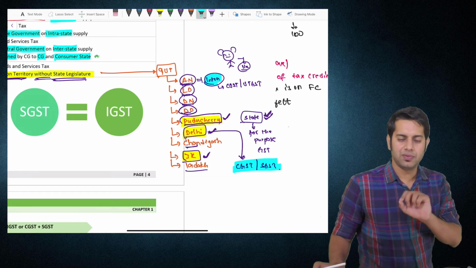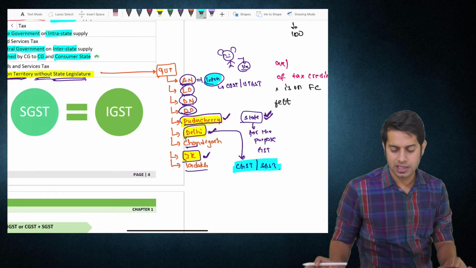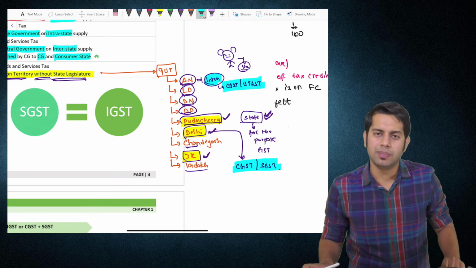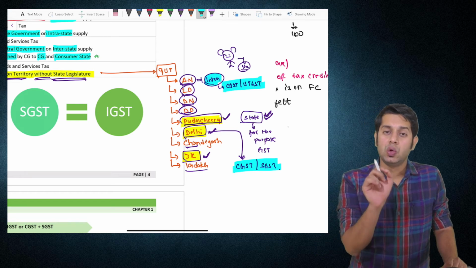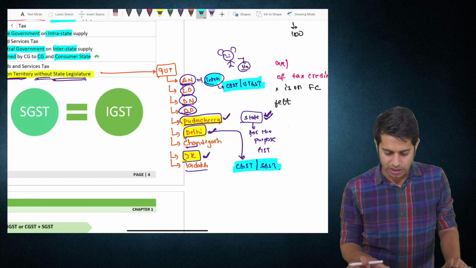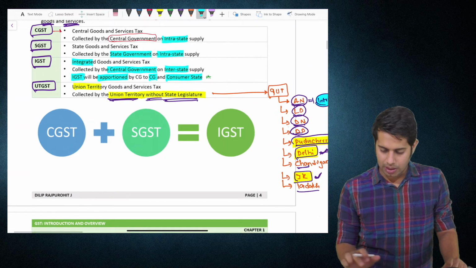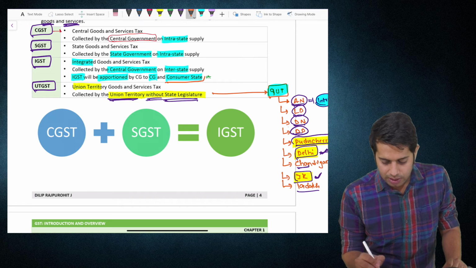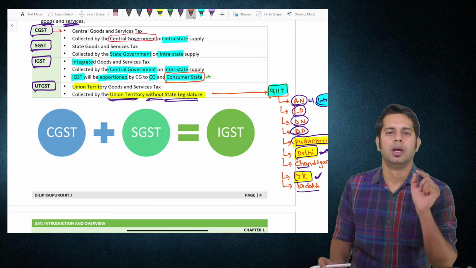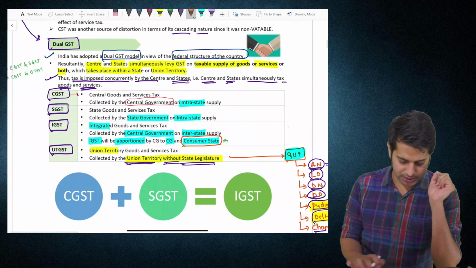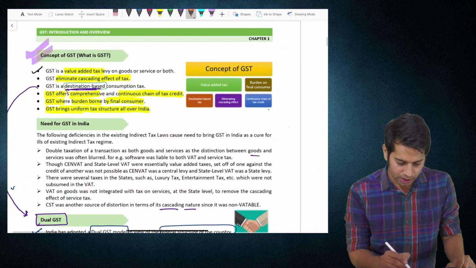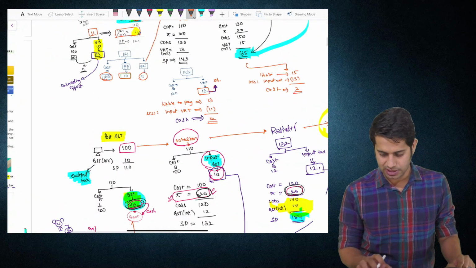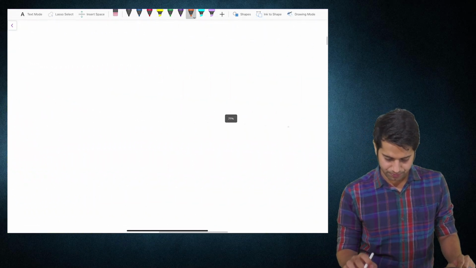Normal union territories which cannot have their own state legislature, there if you are making an intrastate supply, you will have to pay CGST and UTGST. Okay, now I hope this UTGST point is clear. Now I'll discuss this consumer state point, and also this point, destination based consumption tax. GST is a destination based consumption tax. We will discuss both of these points now.